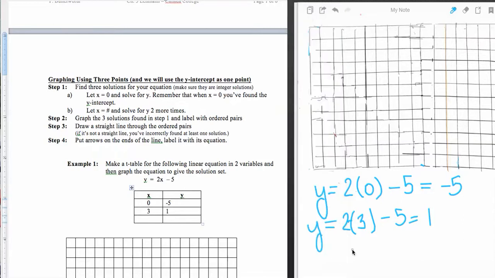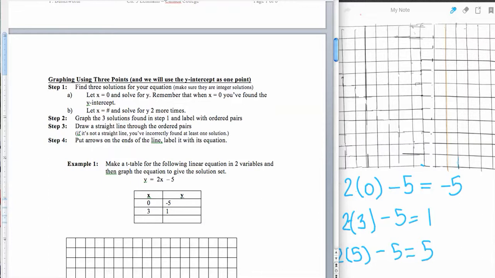And then we can do another one. Let's try x equals 5. So we have 2 times 5, which is 10, 10 minus 5, which is 5. So now we have x equals 5, and now y equals 5 as well. So we found solutions. I call this the plug and chug method.